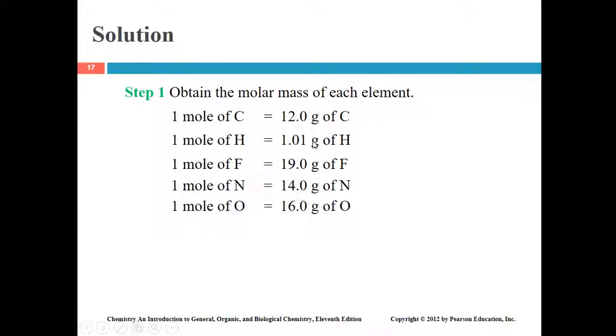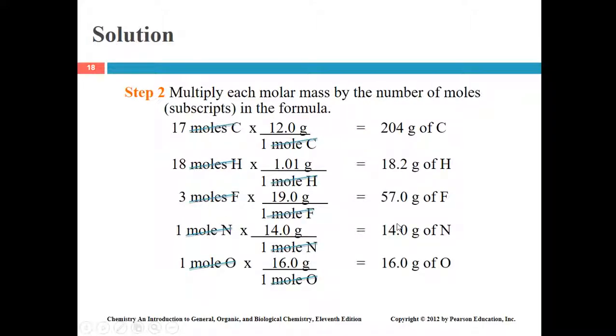Well, the first thing is figure out the molar mass by looking on the periodic table of each of the following. So you do that, you get that. Now, we're going to have to see that there were 17 as a subscript next to the carbon, so 17 times 12. There was an 18 as a subscript to hydrogen. There was a 3 as a subscript to the fluorine. There was nothing as the subscript to nitrogen, and ditto for the oxygen.